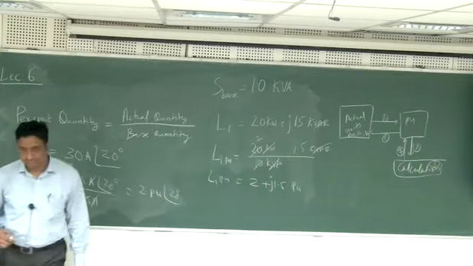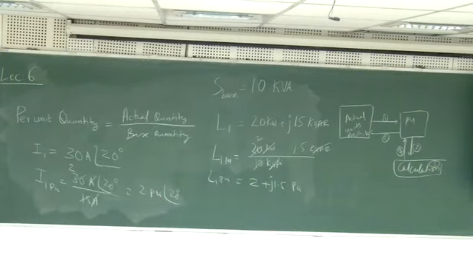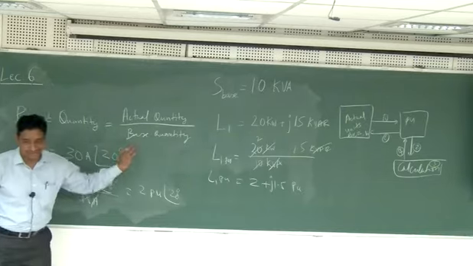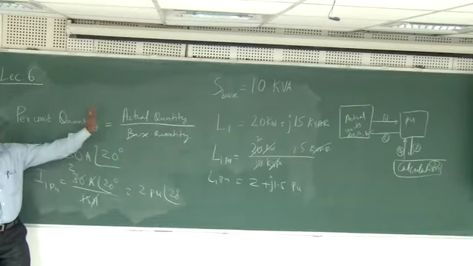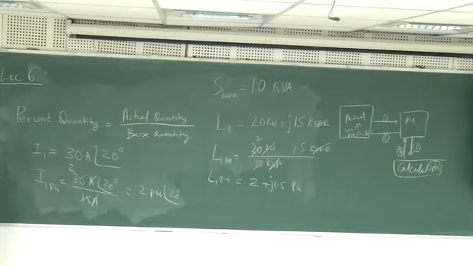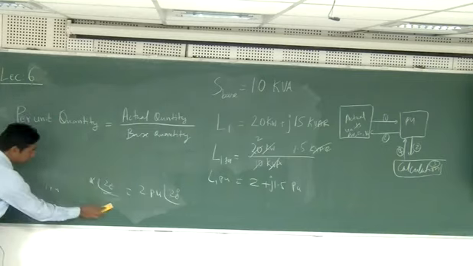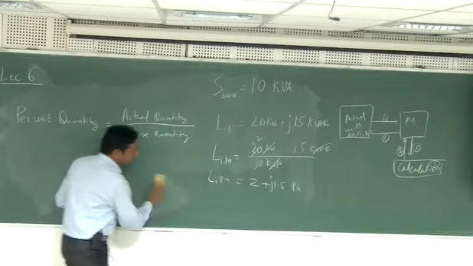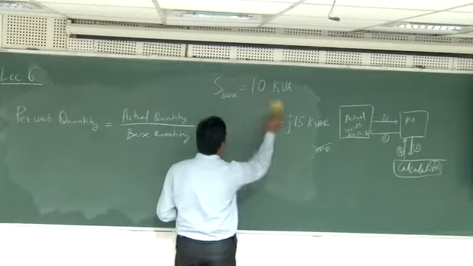Okay. So to quickly review, what I told is that per unit quantity is actual by base quantity. Base quantity is always a real number, and the numerator could be a complex number also. And this is how you will deal with it. So this was general. Now coming to actually only the power part.